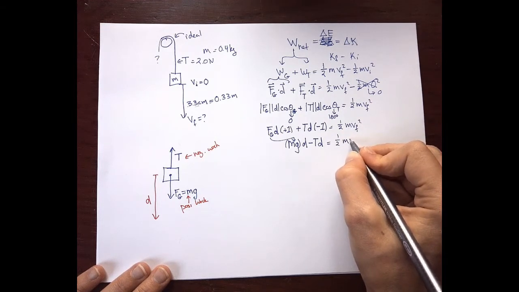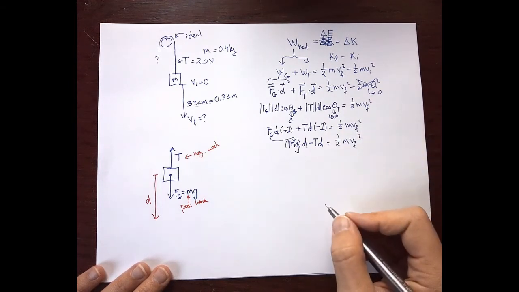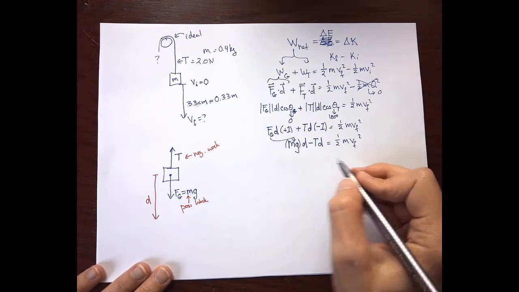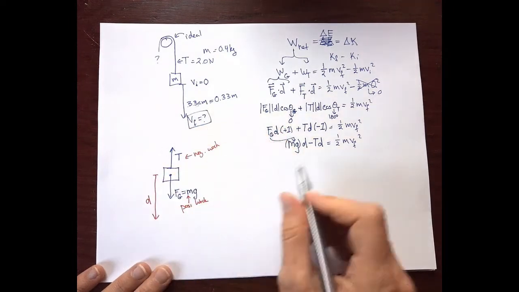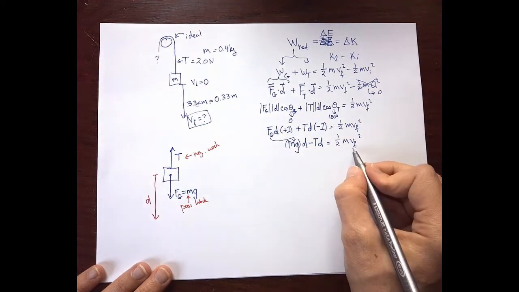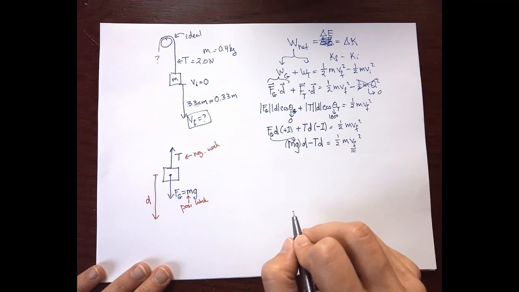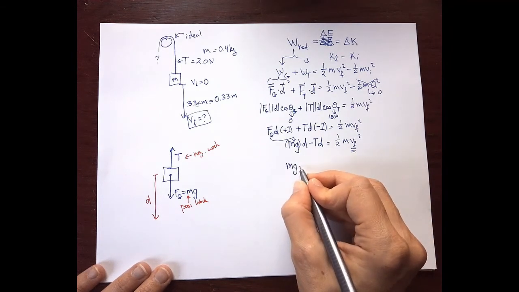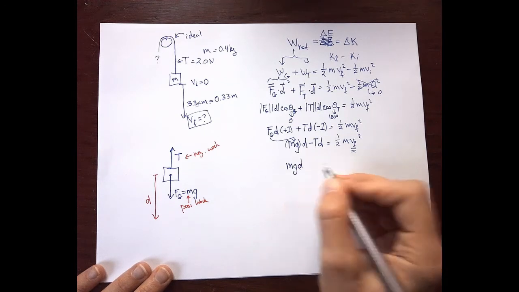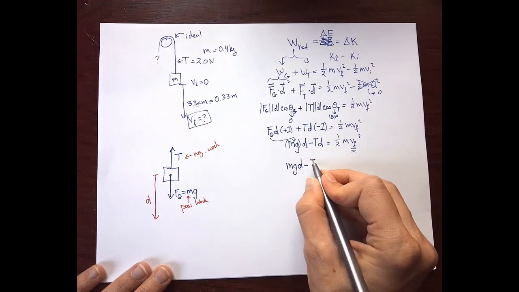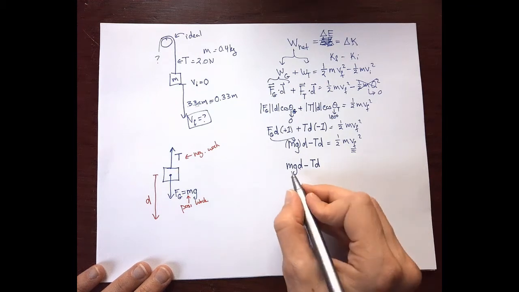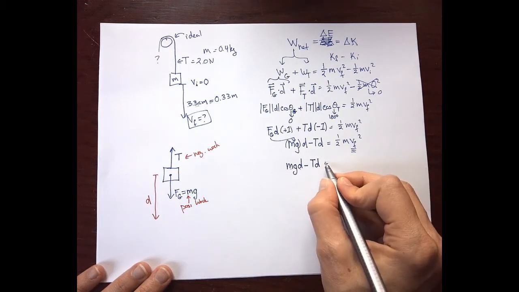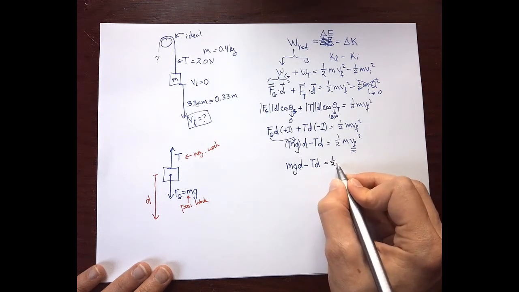Let me write that all the way down. Okay, so what are we actually solving for? We are solving for the final velocity. So now that we've got our equation all set, let's go ahead and isolate the final velocity. So we got mass times g times that distance that it fell, minus the tension times d, so gravity down doing positive work, tension up doing negative work in this case because it's displacing down.